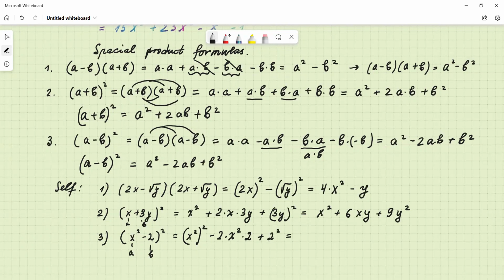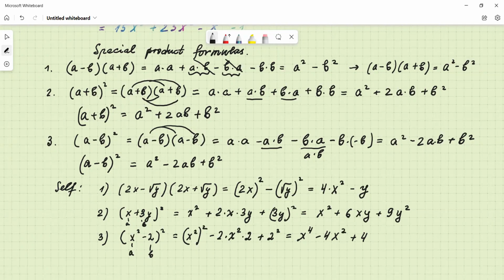Let's simplify this expression. We remember a power to a power is multiplication of powers. So actually this is x to the power of 4. Here we can multiply 2 and 2 and get negative 4; minus comes from the formula. And x squared is going to be just x squared. And here we can simplify 2 squared to 4. That's it. We solved all the problems.